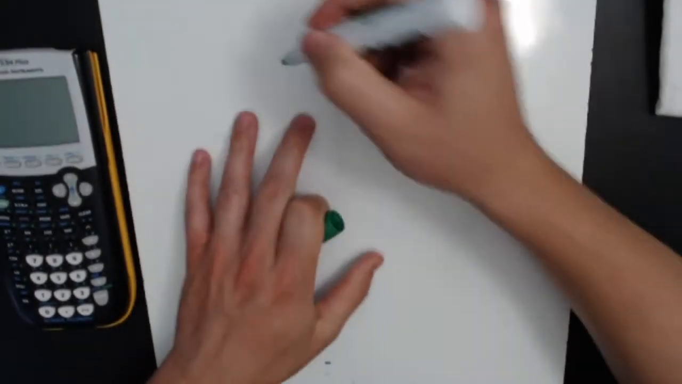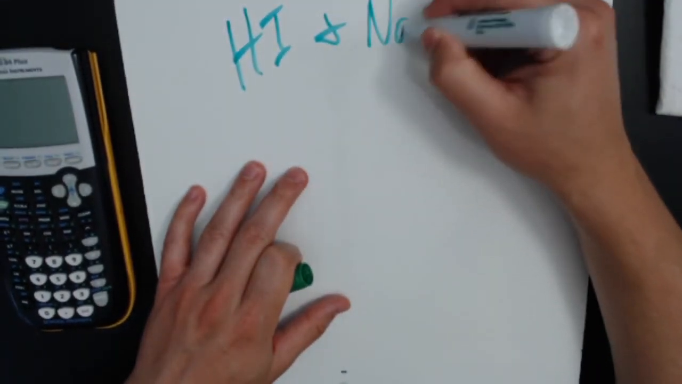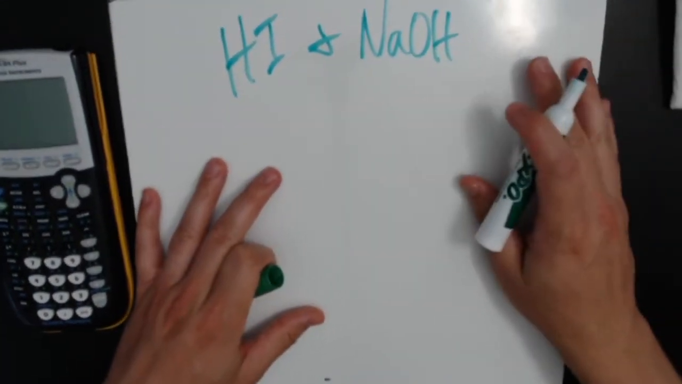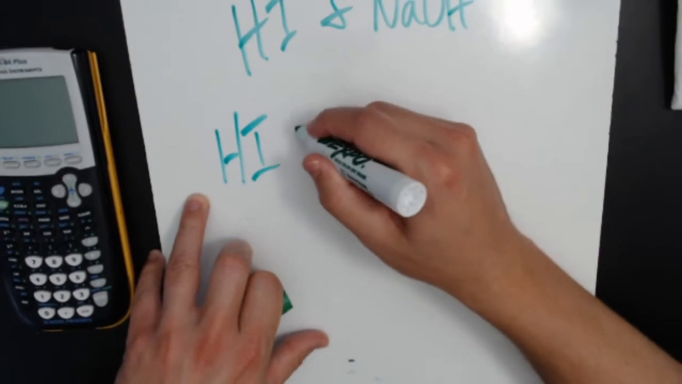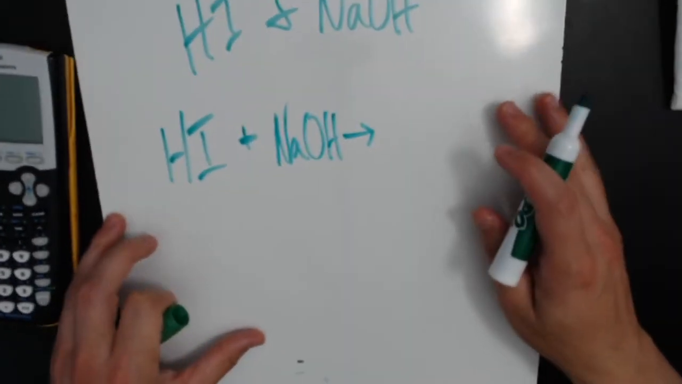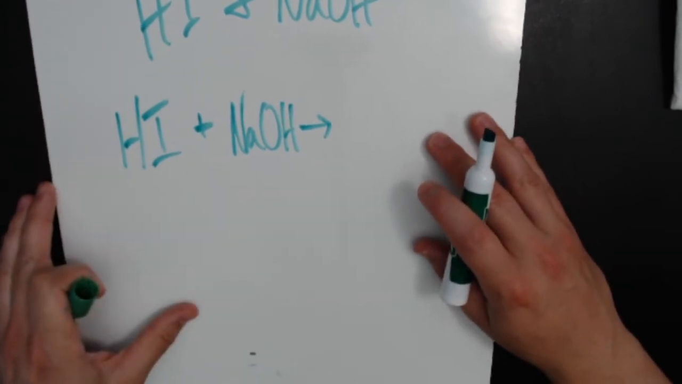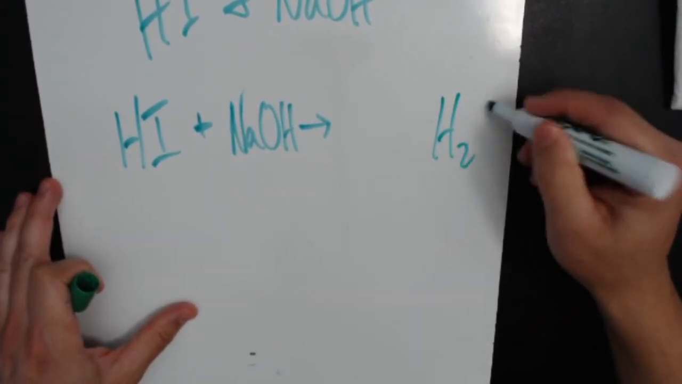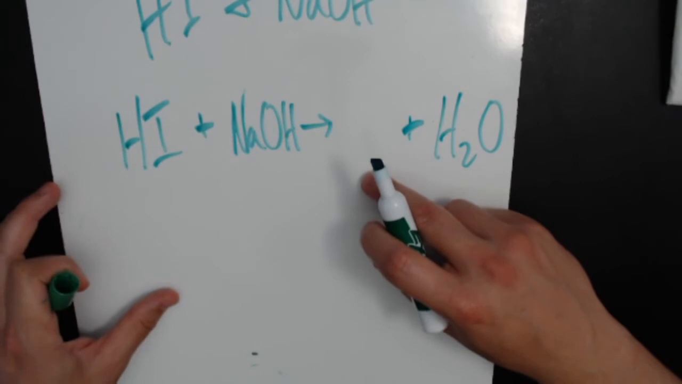Okay, so first one up, we have hydroiodic acid and sodium hydroxide. So we're reacting HI and NaOH. That's our acid and this is our base. So HI plus NaOH yields, well, we know one of our products is water. Every time in an acid-base reaction, one of our products is going to be water. So I know I can write water over here. So what's our other product? It's going to be our salt.